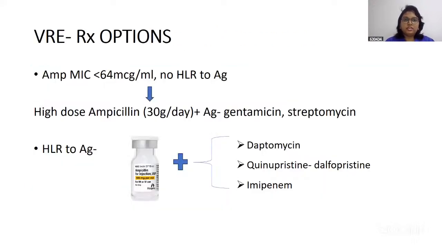Now, if there is a vancomycin-resistant enterococci, it can be faecalis or faecium, but here we would more talk about faecium because the resistance is more in the faecium species. So if ampicillin MIC is less than 64 and there is no high level resistance to aminoglycoside, we can give a high dose ampicillin up to 30 gram per day and add an aminoglycoside to it like gentamicin, streptomycin. But if aminoglycoside is exhibiting resistance, then we have to go for other agents.